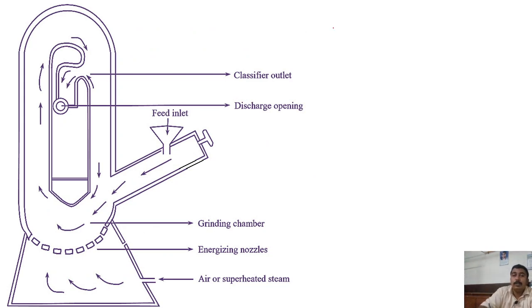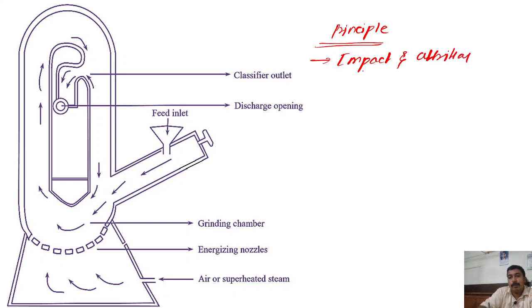First important thing, principle of fluid energy mill. Fluid energy mill breaks the particle by a combination of impact and attrition, like a ball mill. In ball mill also, both mechanisms are responsible. Similarly, in fluid energy mill also, the particles are broken by attrition as well as impact. So how impact is generated and how attrition is generated, that we'll discuss first.